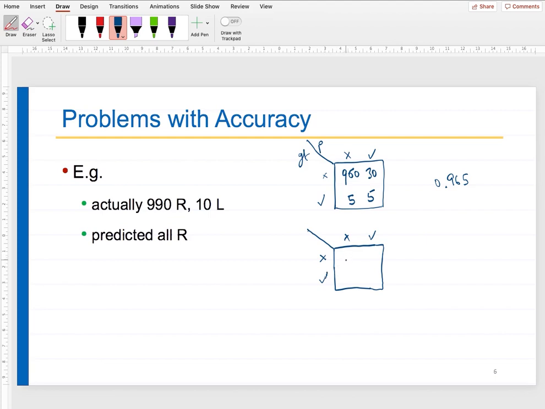What will come here? 990. What will come here? 10. What will come here? What is the accuracy? 99% accuracy. So whose classifier is better? Now Nitish has to defend himself. He actually did the work. I didn't do any work. I didn't even copy. Anybody can suggest something here?